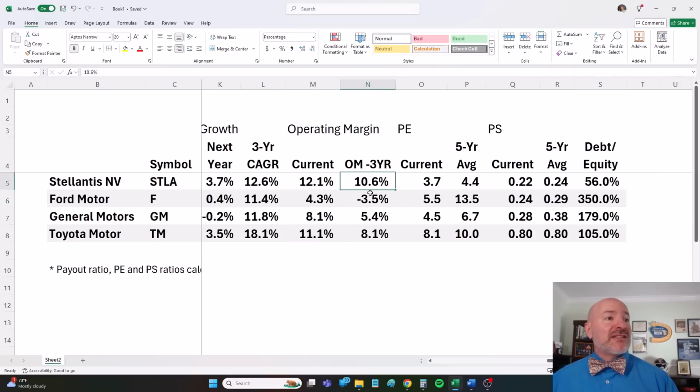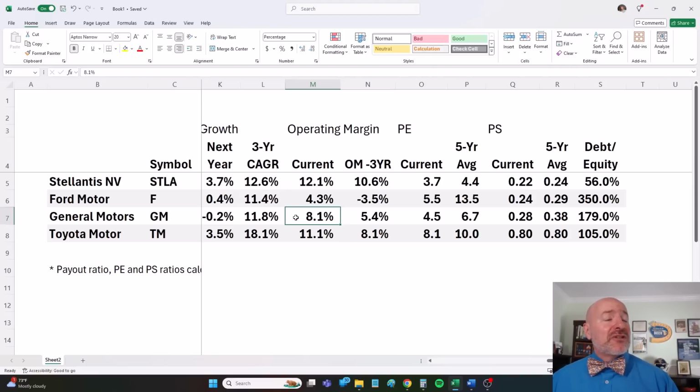Longer term, we see the same thing here. Three years ago, 10.6 is still high, a little bit lower for Stellantis. Somehow they're getting more efficient, so that's good. Also at Toyota, somehow they're getting more efficient: 8.1% operating margin three years ago, now 11%. General Motors is doing better, 5.4% up to 8.1%.